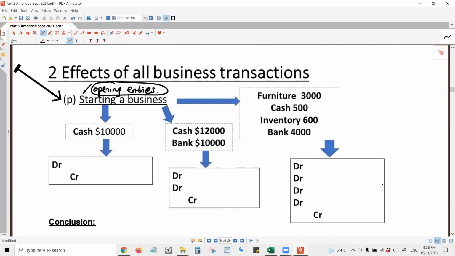For this one, the opening entry is when you start your business. You start your business by putting things into your business. But the double entries are the same. You create capital. When you put personal things into the business, you create capital.